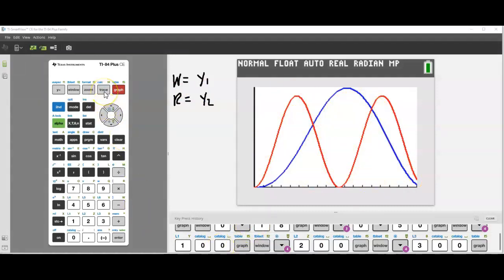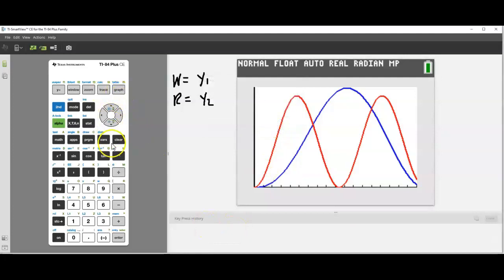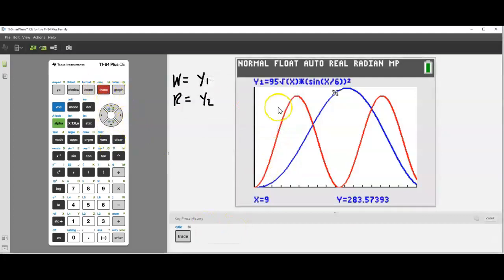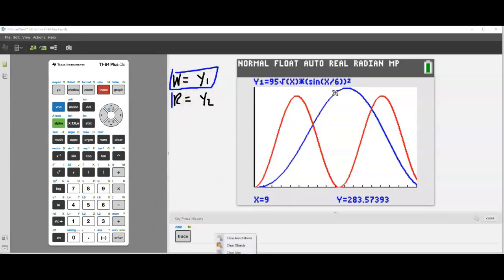You're going to push this button up here that says trace. Let me clear my history here so you can see the buttons I'm pushing. You're going to push the button here that says trace. And as you can see, my cursor is on this blue line here. And if you look at the top, that's y1. So the blue line is y1, or my rate in. And the red line is my rate out. Let's go ahead and label those with some color coding right now, so it's easy to remember those.